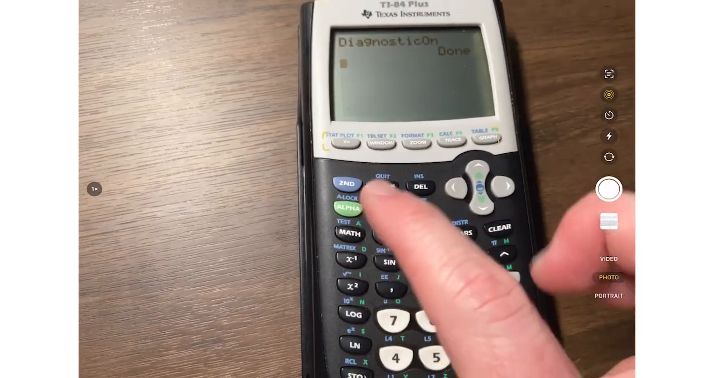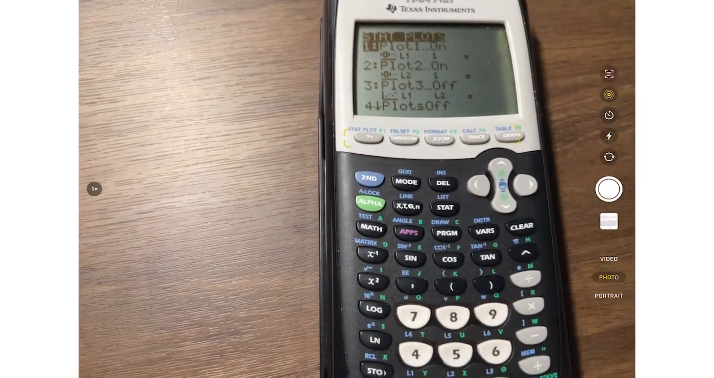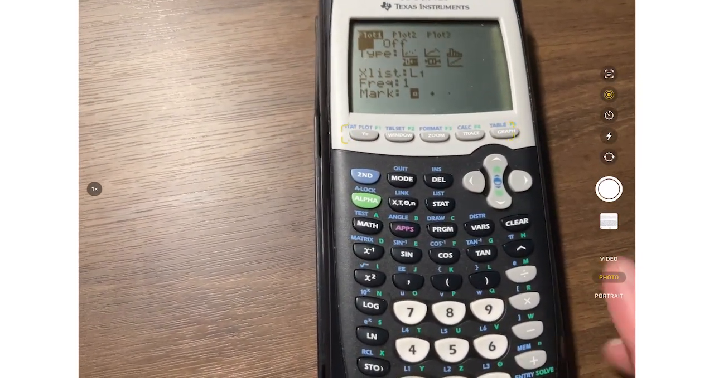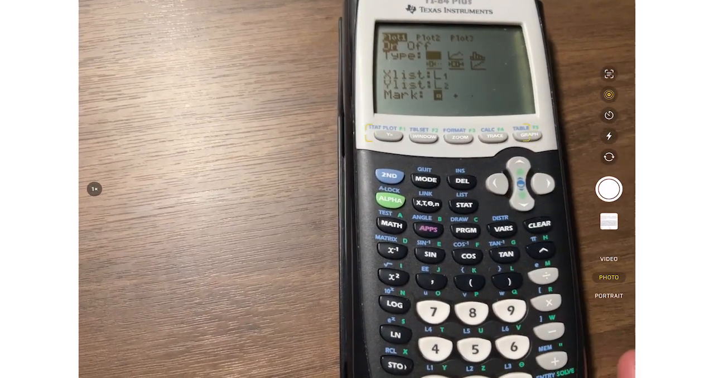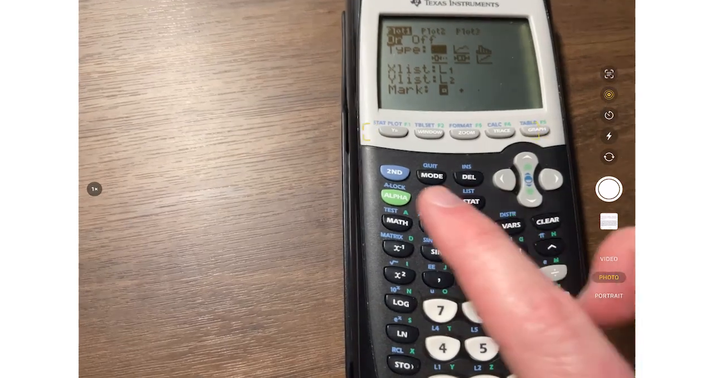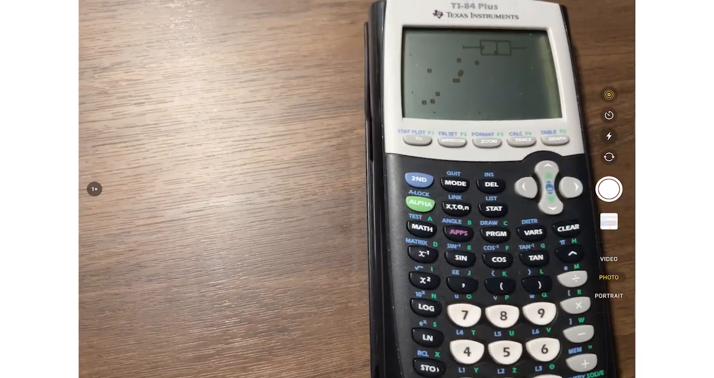If not, it's discussed in the last video. You're going to go to second, y equals, turn the plot on. And right now mine is box plot, so I want to change the type to scatterplot, which is the first. And then you just go to zoom 9, and it's going to graph that.